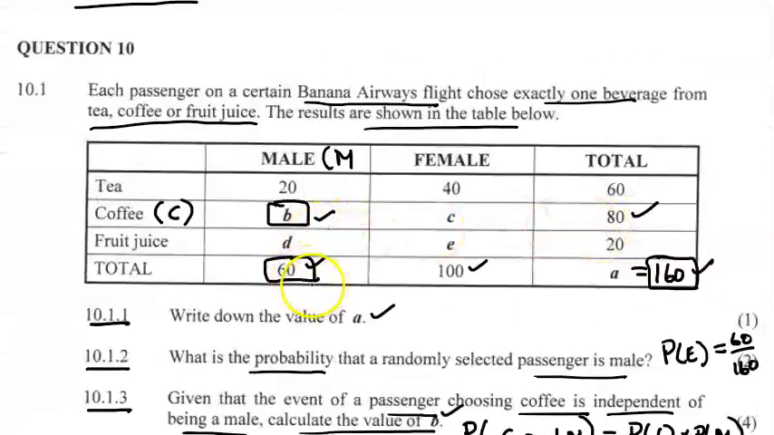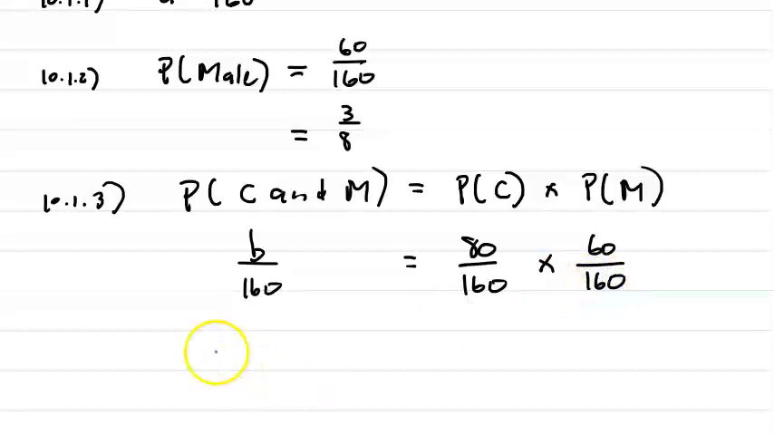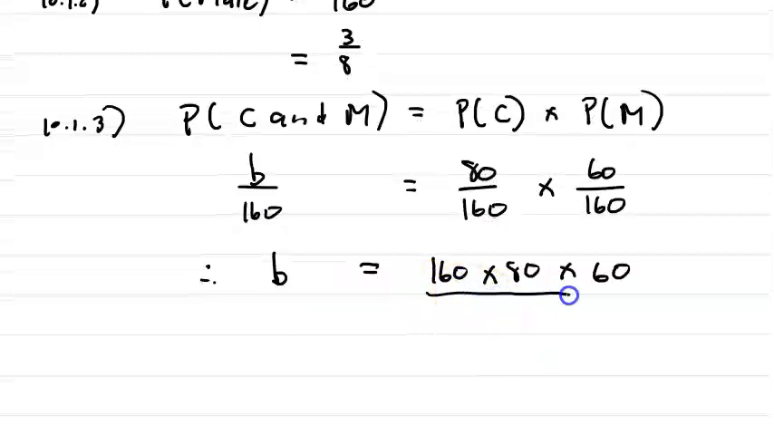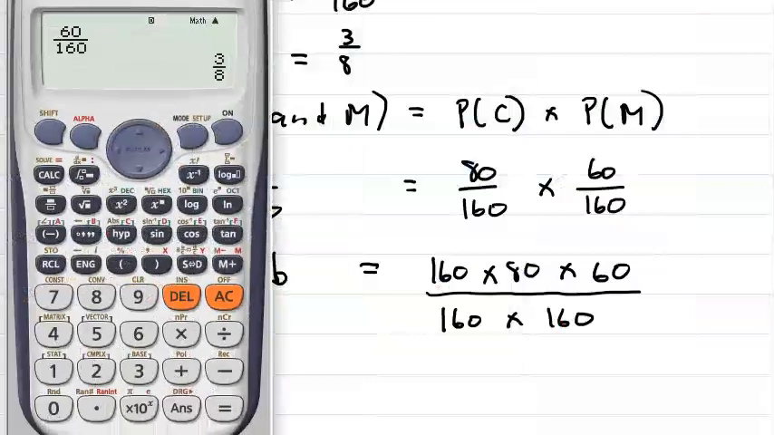And we already worked that out, but let's write it again. That would be 60 over 160. So that's 60 males over the total number of people, which is 160. Therefore, B will equal, so let's cross multiply. 160 times 80 times 60, over 160 times 160. Let's put that in our calculator and see what we get.